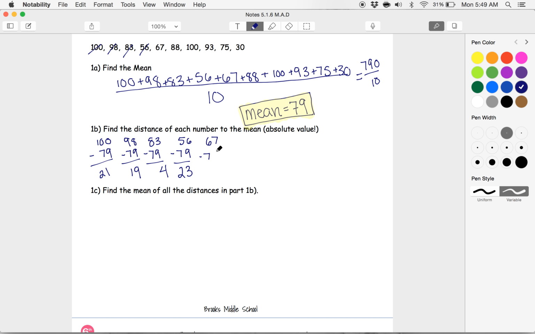67 minus 79. Let's see what we get. Same thing. For this one, I get a negative 12, but I'm going to just put down 12 because absolute value is asking me to ignore that negative sign. 88 minus 79 is a 9. 100 minus 79. Oh, we did this one already. I already know this one's 21. 93 minus 79 is 14.